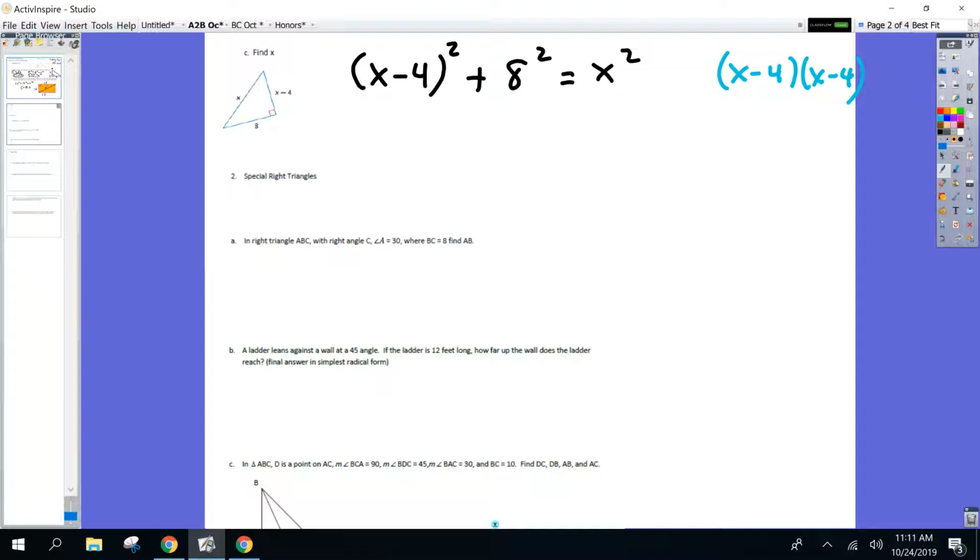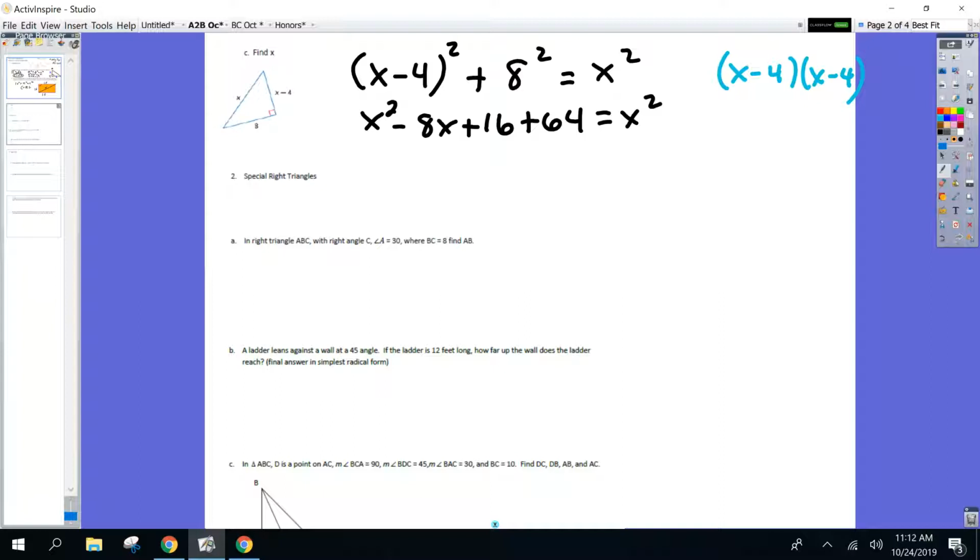Okay, x squared minus 8x plus 16. That's what we should get when we double distribute, FOIL. Any questions where those numbers are coming from? Negative 4x becomes negative 8x. Doesn't cancel out. And then plus 64 equals x squared.